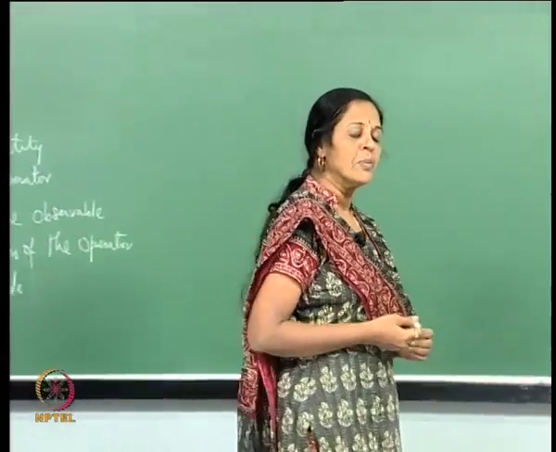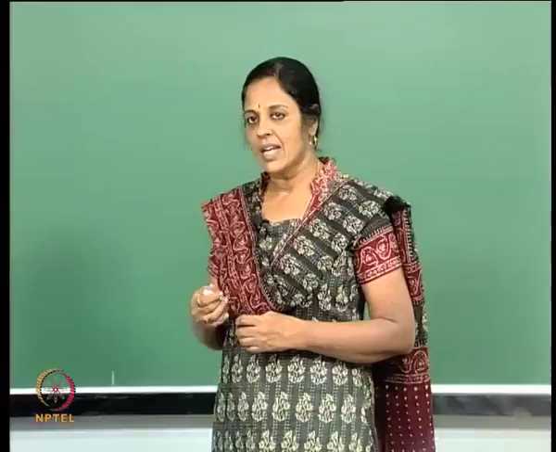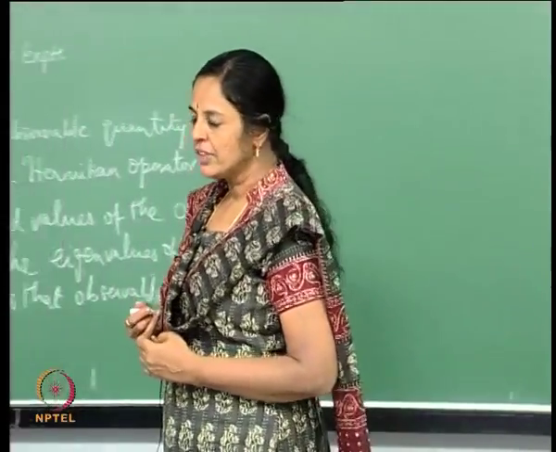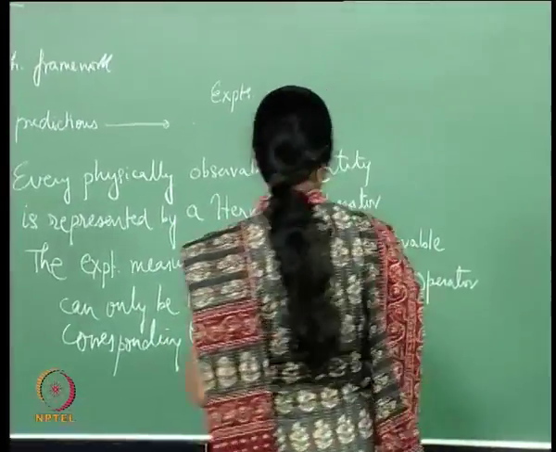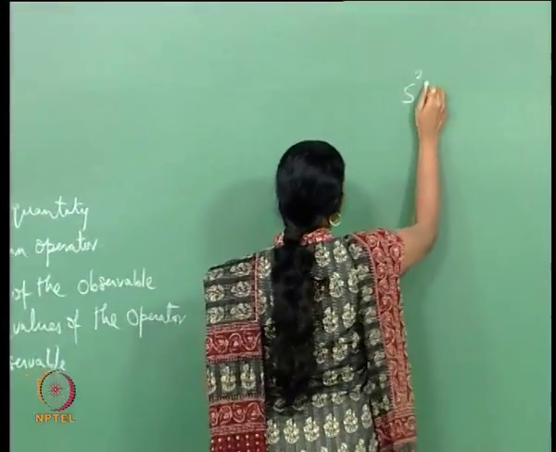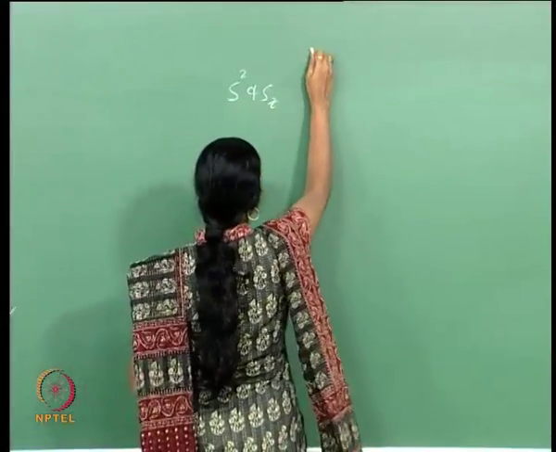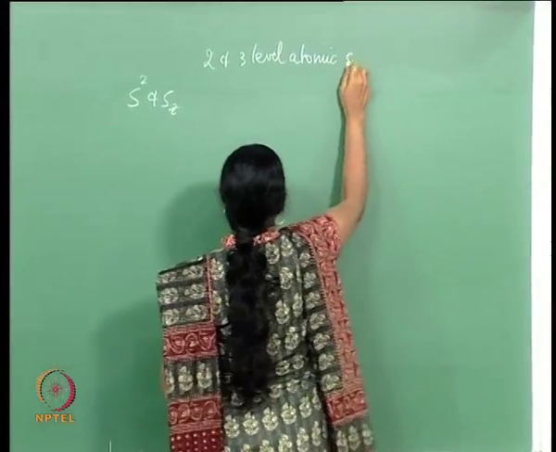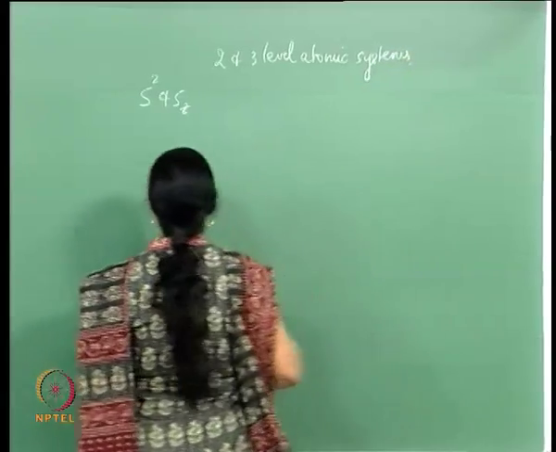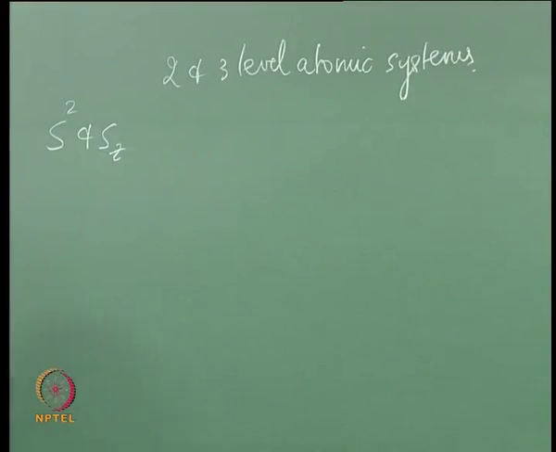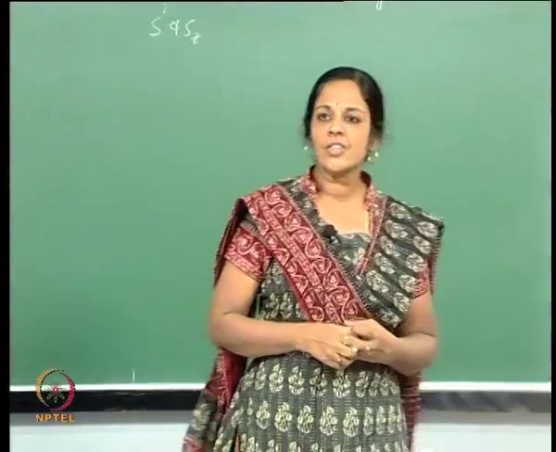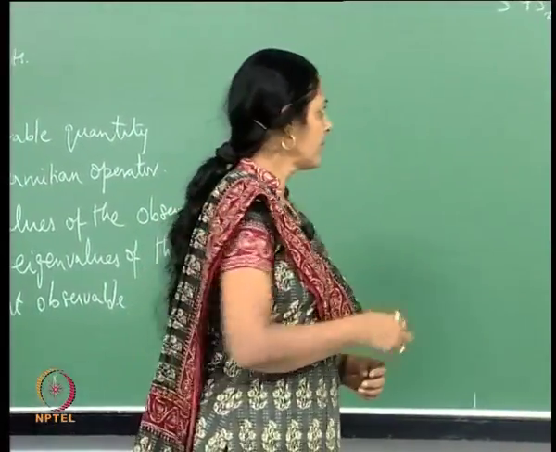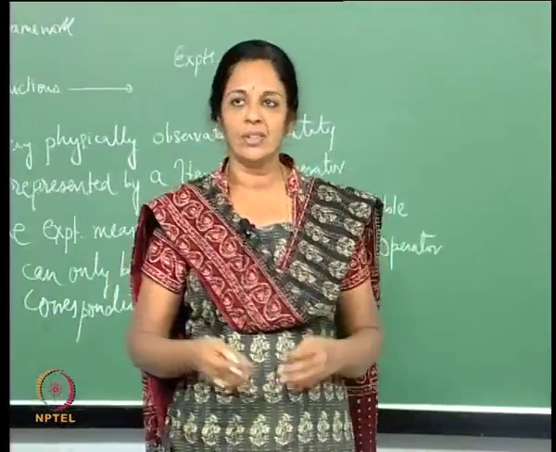So, for instance, in the familiar example of the two-level atom, the Hermitian operators that we thought up were S squared and Sz. So, too with the three-level atom, these are Hermitian operators, and we had matrix representation for these operators. In the case of the two-level atom, there were 2 by 2 matrices, Hermitian matrices, and in the case of the three-level atom, there were 3 by 3 Hermitian matrices.